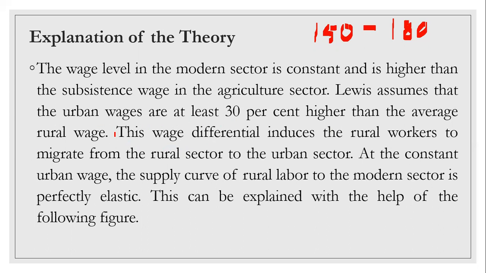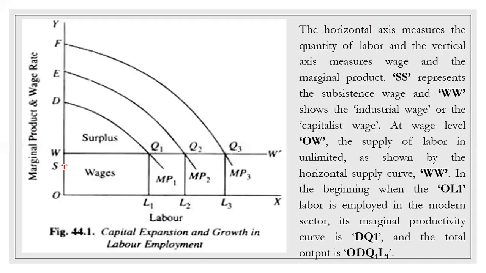At the constant urban wage, the supply curve of labor to the modern sector is perfectly elastic. That we have discussed. This can be explained with the help of the following figure. See here, this is the x-axis where we show the labor supply and labor demand. The vertical axis shows two things: marginal product and wage rate. So here we have capital expansion and growth in labor employment.